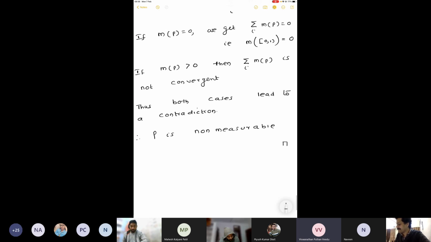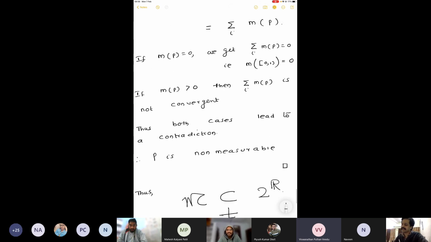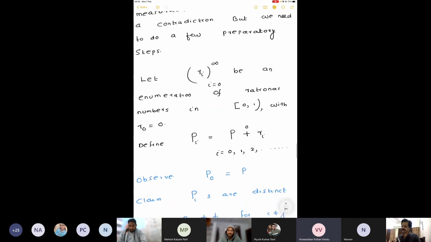And this proves our claim. There exist subsets of R which are not measurable. And in fact, we got a subset of [0,1) itself. Thus, M is strictly contained in 2 power R. There are non-measurable sets, is clear now. But unfortunately, it is not a construction. It is actually like an axiom of choice. I'm not giving you what is P. Everything is based on the assumption that axiom of choice is true. Okay, anyway.